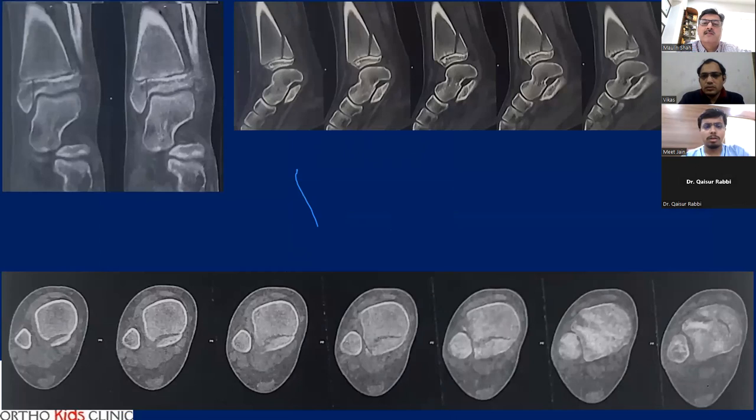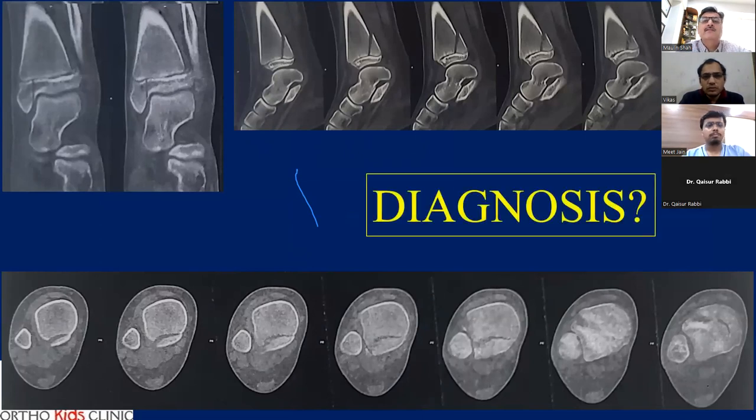So, we got the CT scan done. And these are the three views that we have. Okay. So Vikas, would you read this CT scan now? So it's a triplane fracture. Along with it, there is a medial malleolar fracture also. Is there? Yeah. So there's a medial Salter-Harris type 4 epiphyseal injury.